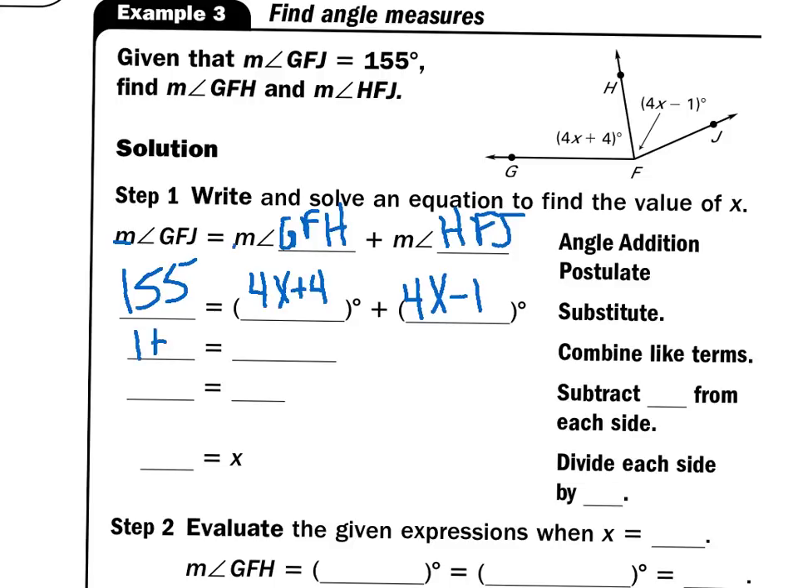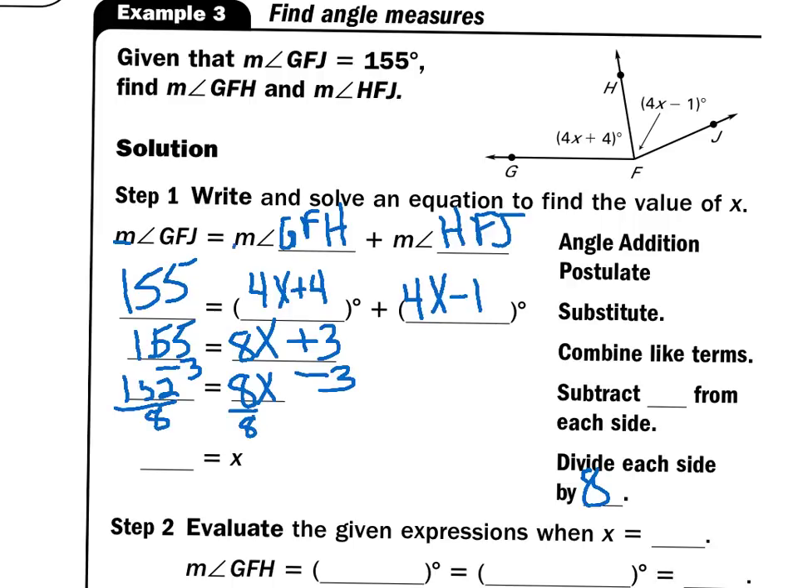Now we're going to go ahead and collect like terms. 155. 4x plus 4x is 8x. Plus 4 minus 1 is plus 3. I'm going to subtract 3 from each side to get 152 equals 8x. Now I'm going to divide each side by 8 to get x. And x here is 19. Now, is that the answer they wanted? No.